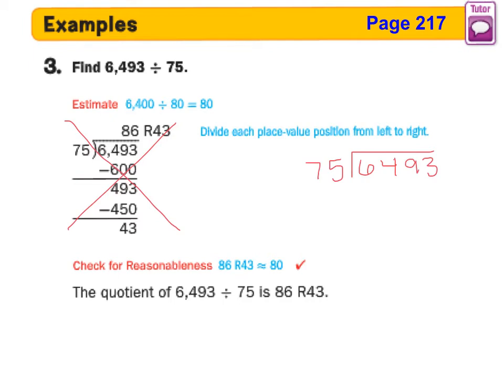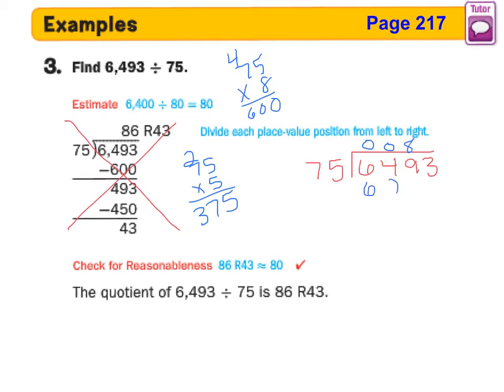So 75 goes into 6 0 times. 75 goes into 64 0 times. So how many times can 75 go into 649? So let's take about 5 groups. So 75 times 5, 25, carry the 2, 35, 36, 37, 375. That's pretty low. So I'm going to jump up. I'm going to try 75 times 8. Okay, and 5 times 8 is 40, carry the 4. 7 times 8 is 56, plus 4 more is 600. Wow, that's nice and close. So I'm going to go ahead and use the 8 and write on here 600.